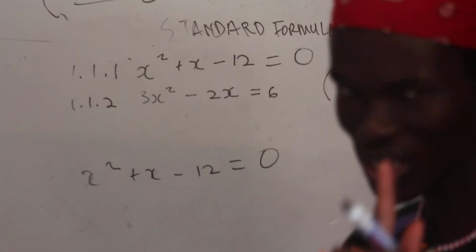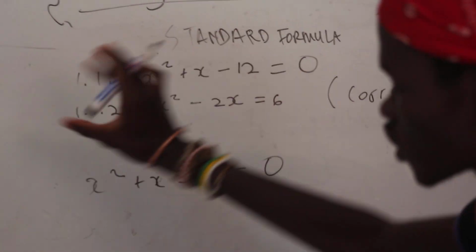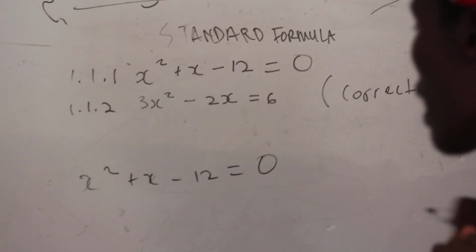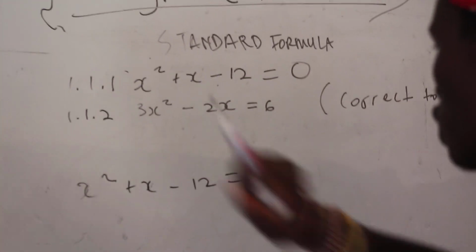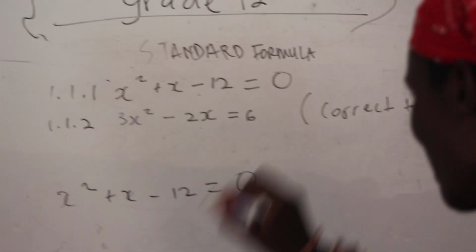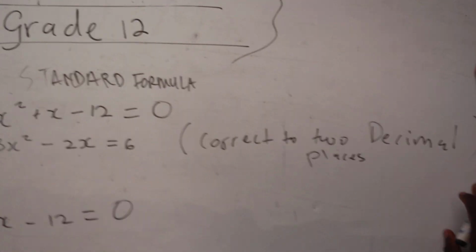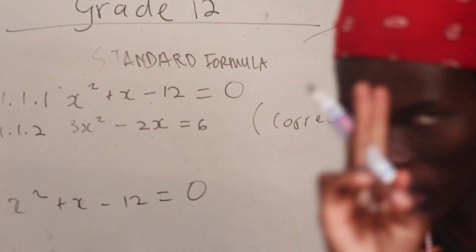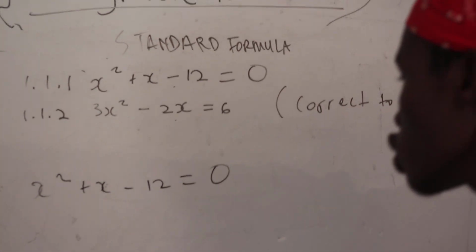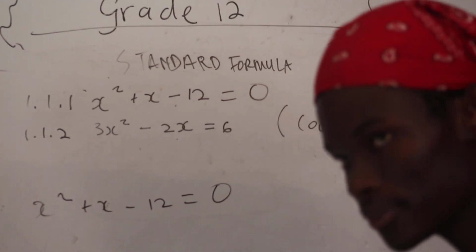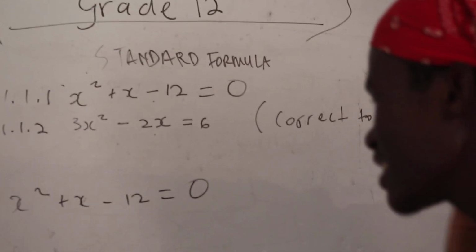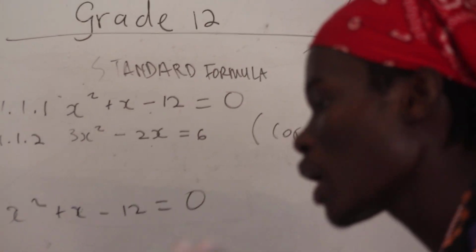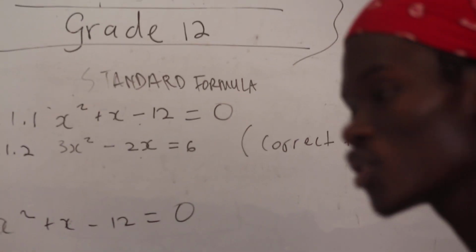Now listen, I'm going to teach you something. The reason why I chose these questions is because there's something significant that I have to highlight. The difference between this question and this question: this is the same question, but now here we have a bracket that says correct to 2 decimal places. Once you see something saying correct to 2 decimal places, it means they are forcing you to use the quadratic formula. I'm going to repeat. If they say correct to 2 decimal places, it means they are forcing you to use the quadratic formula. Why? They want to see if you can use the quadratic formula.